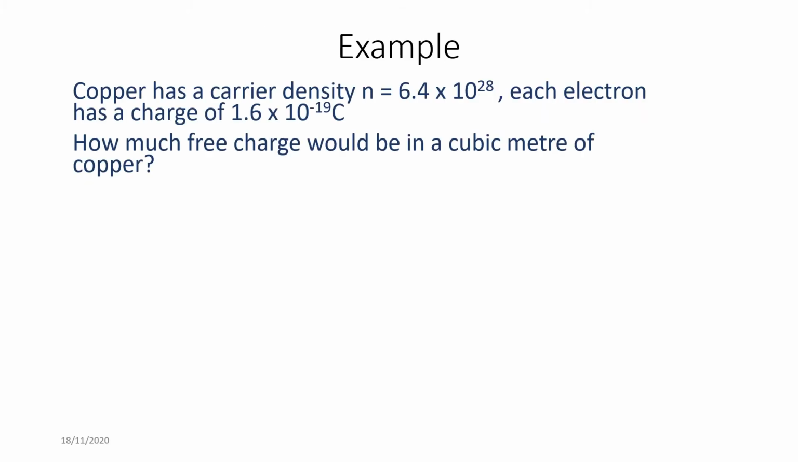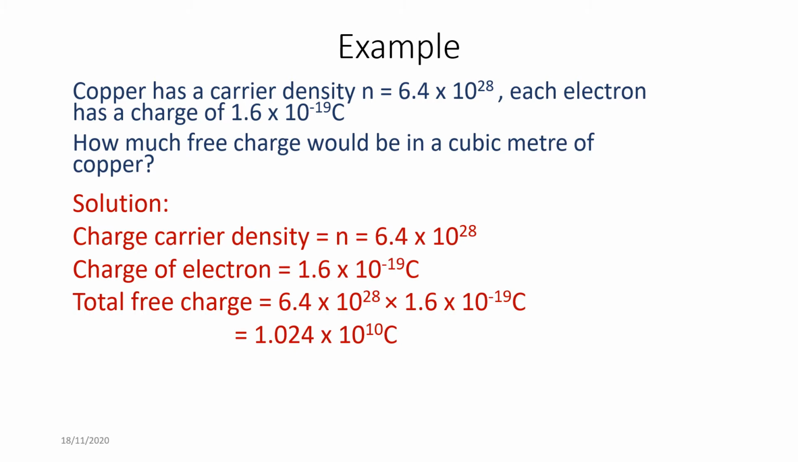Example: copper has a carrier density n equal to 6.4 times 10 to the 28. Each electron has a charge of 1.6 times 10 to the minus 19 coulombs. How much free charge would there be in a cubic meter of copper? We simply multiply the charge carrier density by the charge of each electron. So 6.4 times 10 to the 28 charge carriers per meter cubed multiplied by the charge on each electron, which is 1.6 times 10 to the minus 19, gives 1.024 times 10 to the power of 10 coulombs.